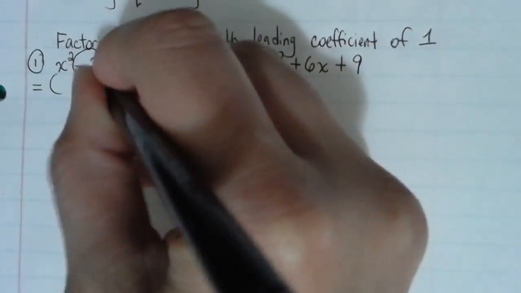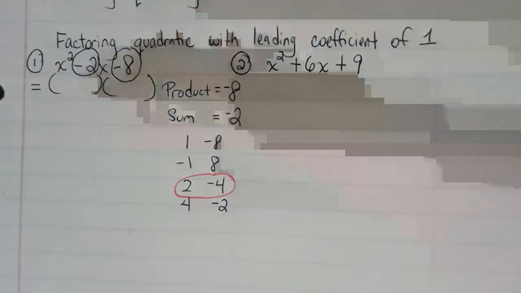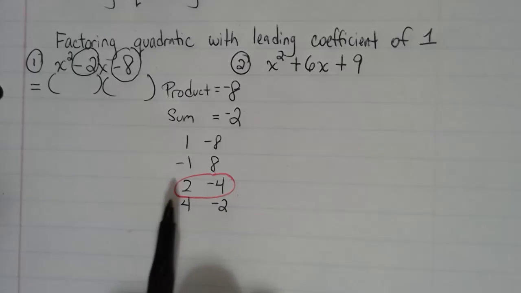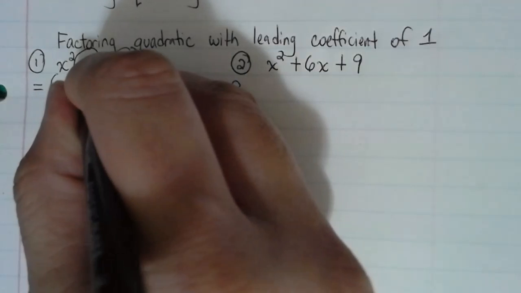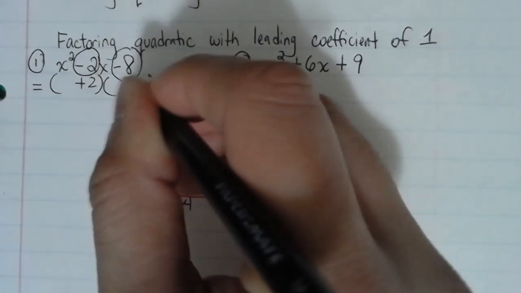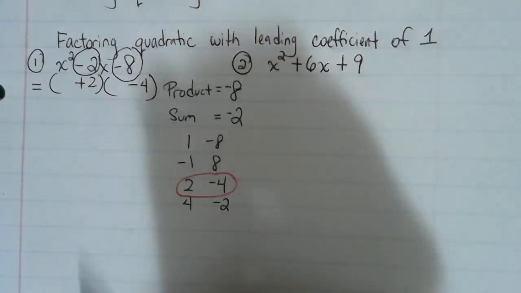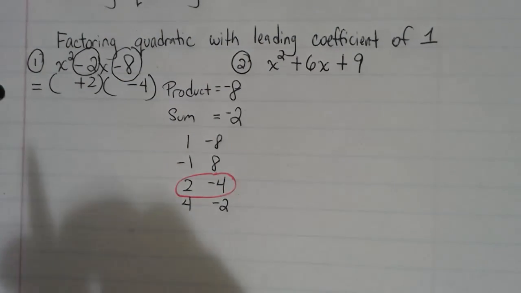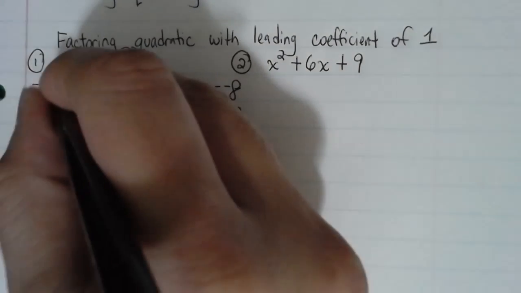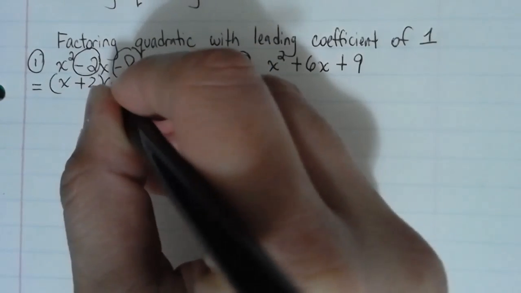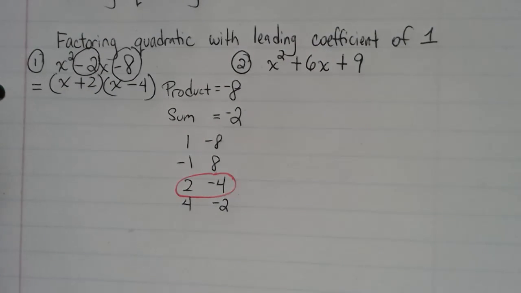We can now factor this quadratic. Using the positive 2 and the negative 4, they will go at the end of each pair of parentheses. And all you have to do at the front is put x and another x. And we have factored this quadratic.